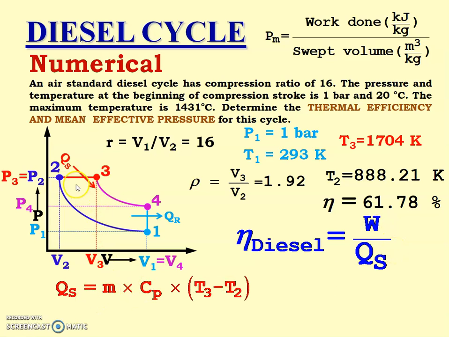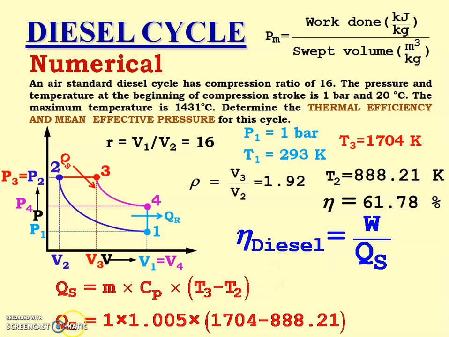Now heat supply takes place during the constant pressure process, and the equation is m Cp delta T, that is T3 minus T2. Mass is not given in the numerical, take 1 kilogram. Cp is not given, so assume that it is 1.005 kilojoule per kg Kelvin. T3 is given in the numerical, T2 is already calculated. So substituting the values and calculating, QS is equal to 819.87 kilojoule per kg.